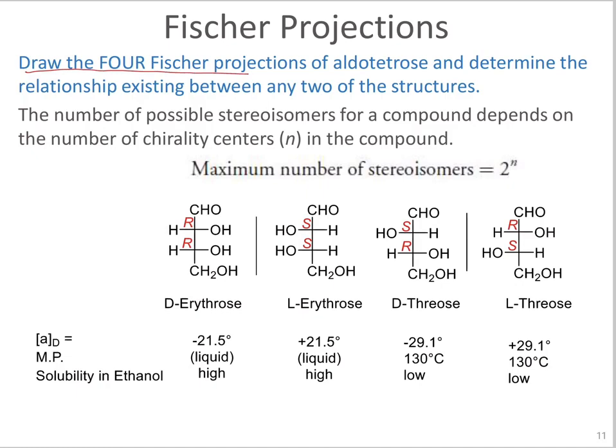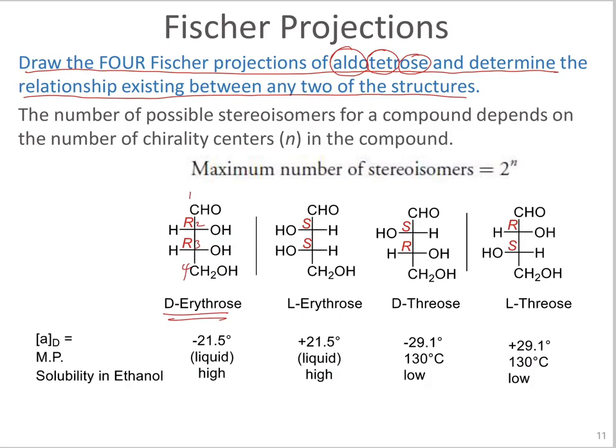Draw the 4 Fisher projections of aldotetroses and determine the relationship existing between any two of the structures. So aldo means we are using aldehydes. Tetro, that is from tetra, for 4 carbon atoms. An aldehyde that has 4 carbon atoms, and it's going to be a sugar. So the first one we can draw, we have carbon number 1, 2, 3, and 4, which is erythrose. We already determined the stereochemistry for that. We can draw another one, so we can draw all the 4.